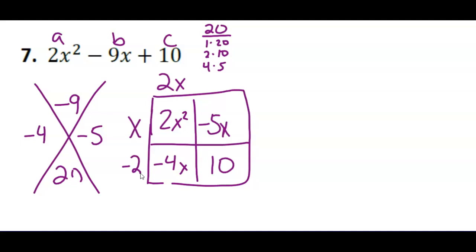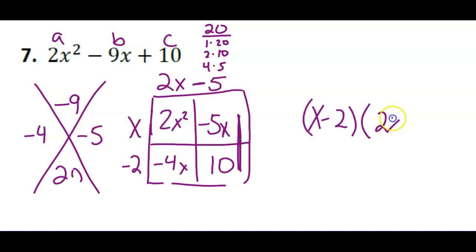Oh, what do these have in common going up and down? They definitely have a 5 in common. Is it going to be positive or negative? Well, this here and this have to multiply to a positive, so this is going to have to be negative. So think through some of that as you're factoring things out, and then you get x minus 2 times 2x minus 5. And then you're good.